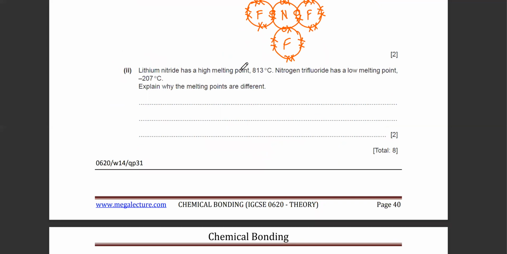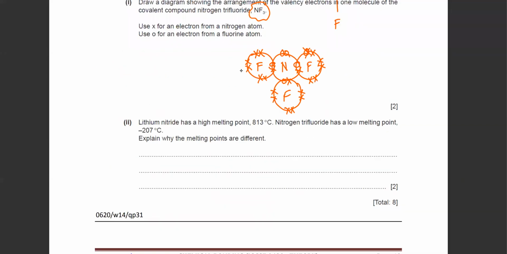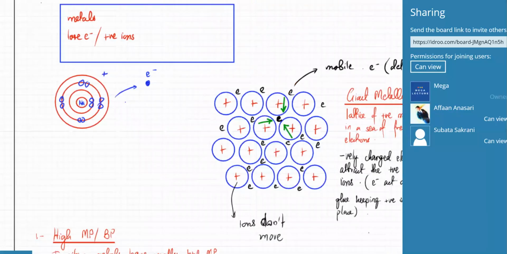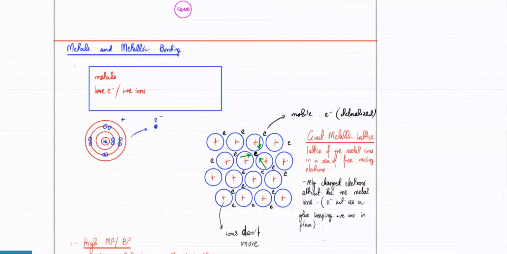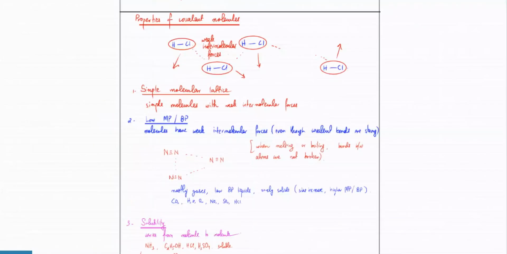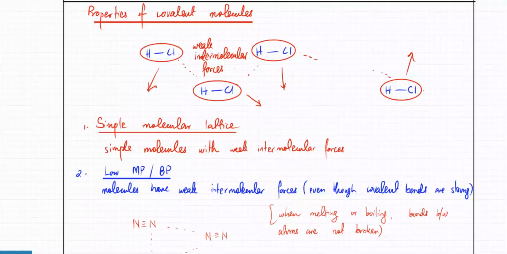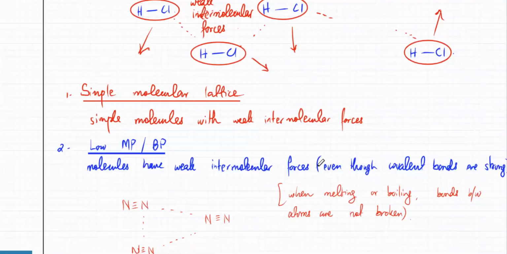Why do NF3 molecules have low melting points? Like there's an NF3 molecule and there's another NF3 molecule. So what's the reason? What did we study about this? That ionic compounds, specifically covalent compounds. Let's focus on covalent compounds. Why do they have low melting and boiling points? Because they have weak intermolecular forces.